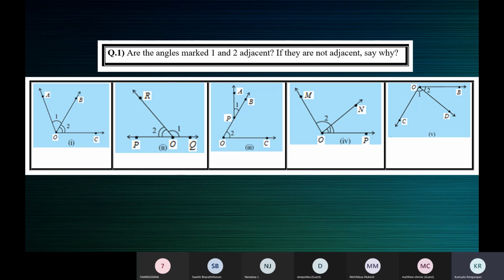Okay, we have done this earlier, children. Now I want each one of you to take up one question and answer this. Are the angles marked 1 and 2 adjacent? If they are not, say why.